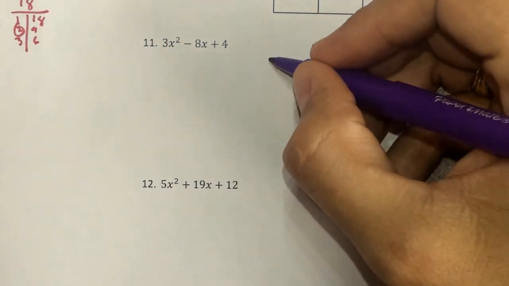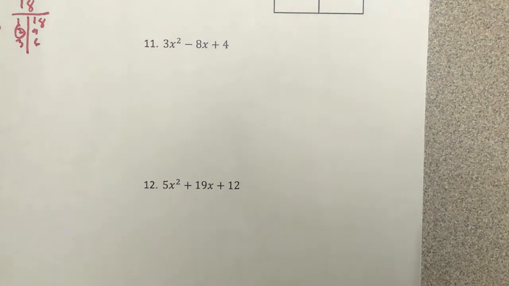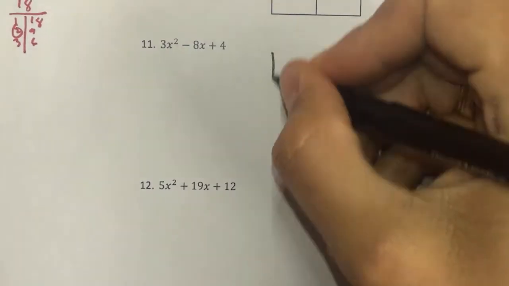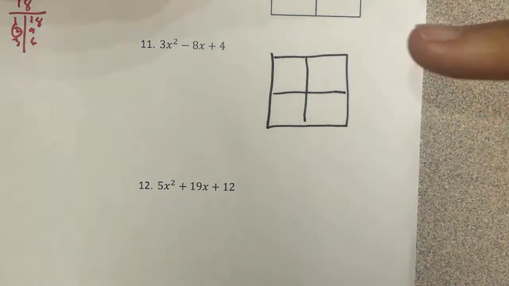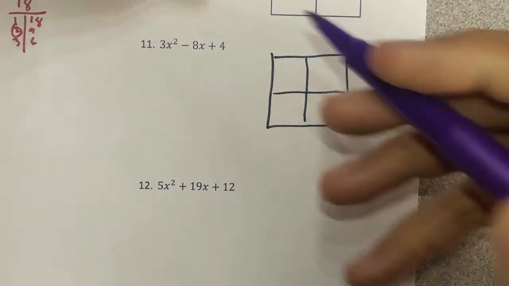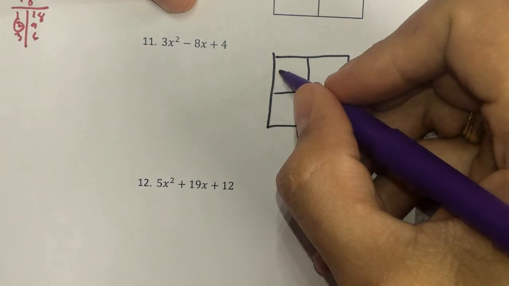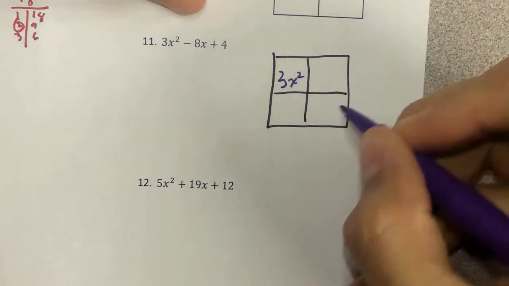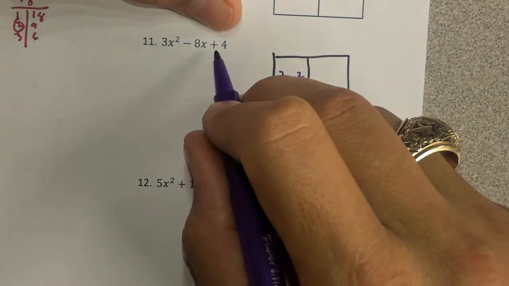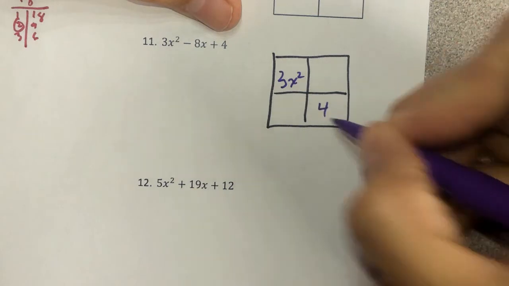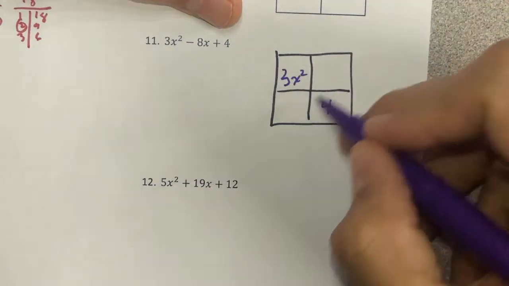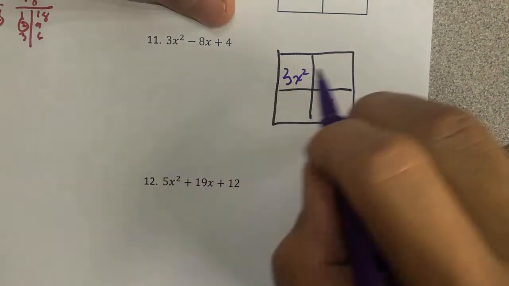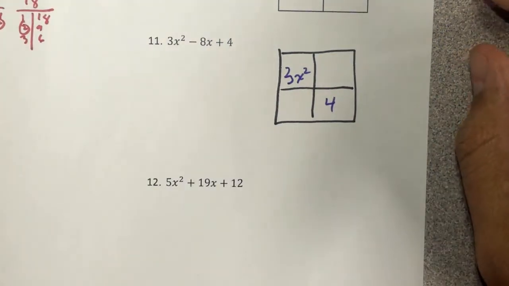I'm going to go ahead and go straight to the box. Okay, box right here. Didn't have one already put in for us, so I'm going to draw one. Easiest parts: the first term goes in the top left box, and then the last term goes into the bottom right box. Now we have to figure out what goes into these two boxes. We have to split this -8 into these two boxes somehow.